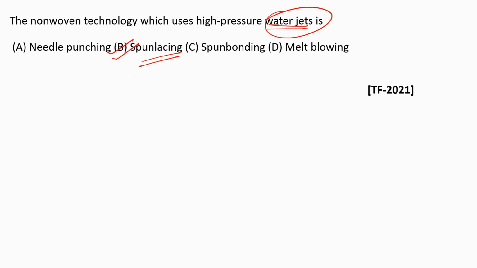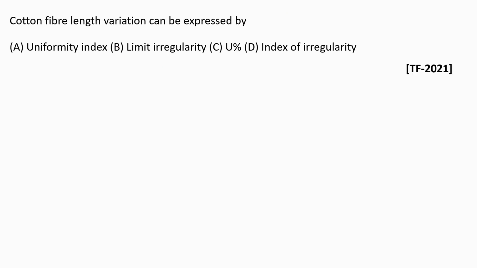Now coming to the next question. It is a 1 mark question of textile testing part. It says cotton fiber length variation can be expressed by option A, uniformity index, option B, limit irregularity, option C, U percent means Uster percent, option D, index of irregularity. So how is the cotton fiber length variation measured? If you have read about this, then it is measured by uniformity ratio.